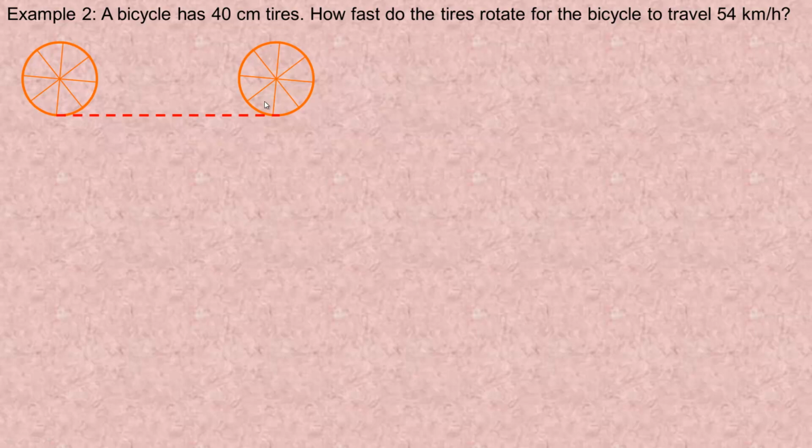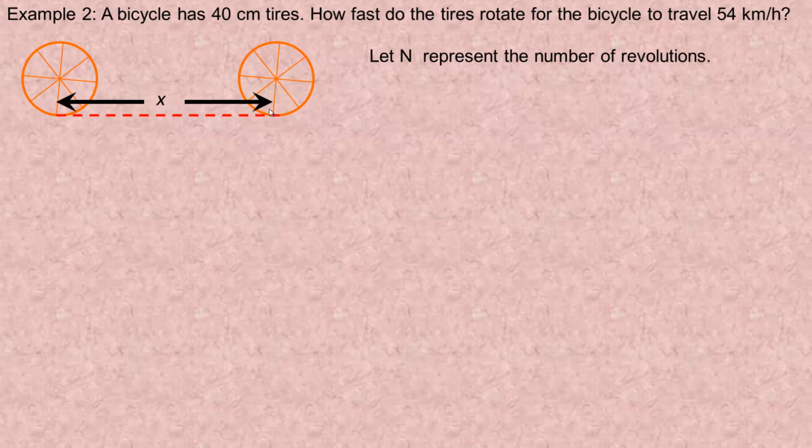So the rate we're looking for is the rate that the wheels are spinning around in order to travel 54 kilometers per hour. So I'm going to call x the distance between two places where the wheels rotated from one spot to another. And I'm going to call n the number of revolutions. So we're going to be asked to find then dn/dt, the rate that n is changing. Okay, how fast n is changing. And before we get into the math here, let's convert this into meters per second.